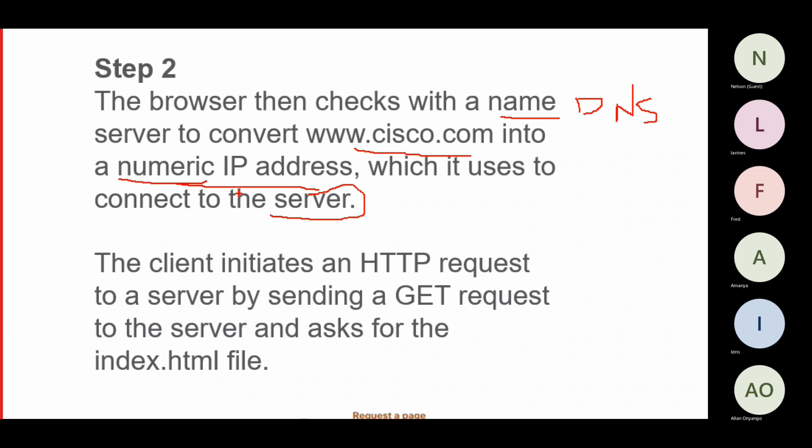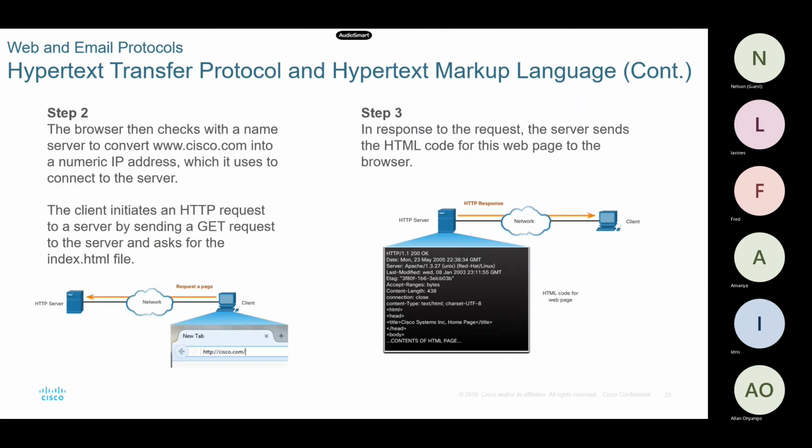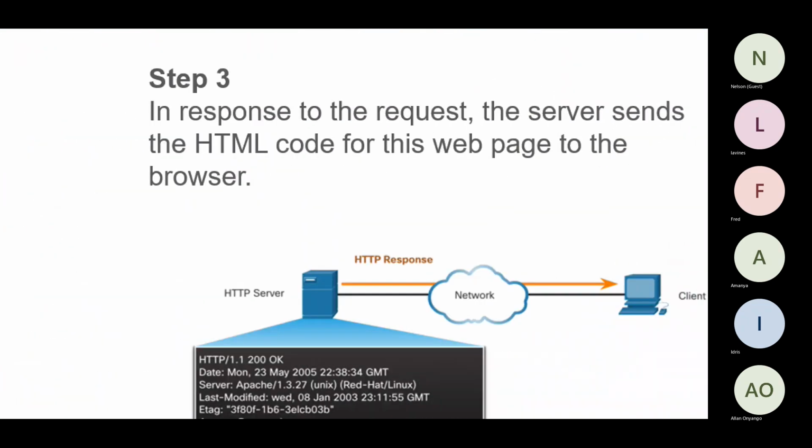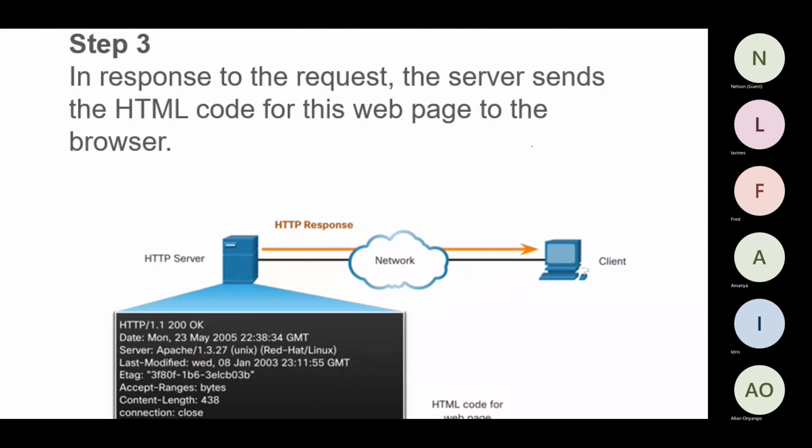Then once the IP address is known and the device has established a connection to the web server, the client will initiate an HTTP request by sending a GET message, or a GET request, to the server to ask for a web page called index.html. Then, the second last thing is that once the request is sent, a response will be sent from the server back to the client.